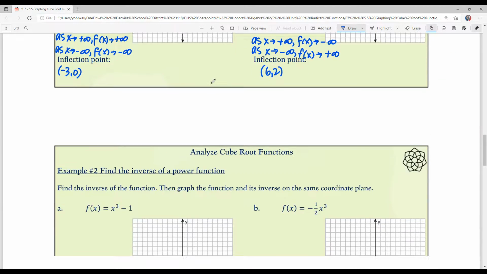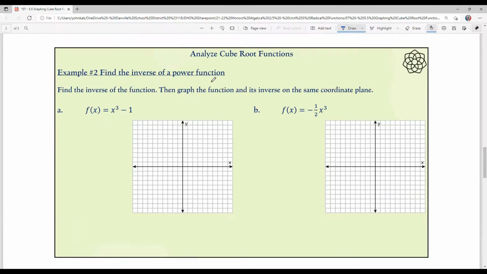All right. So let's work on finding inverses of functions. Find the inverse of the function, then graph the function and its inverse on the same coordinate plane. Okay, remember to find an inverse, step 1 is to replace f of x with y. So y equals x cubed plus 1. Step 2 is to swap the x's and y's. So x equals y cubed plus 1.